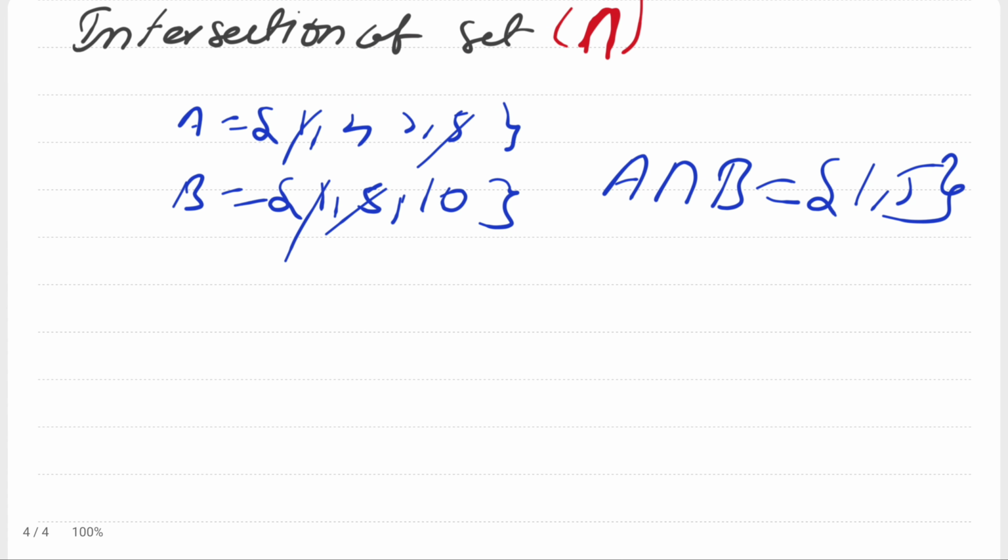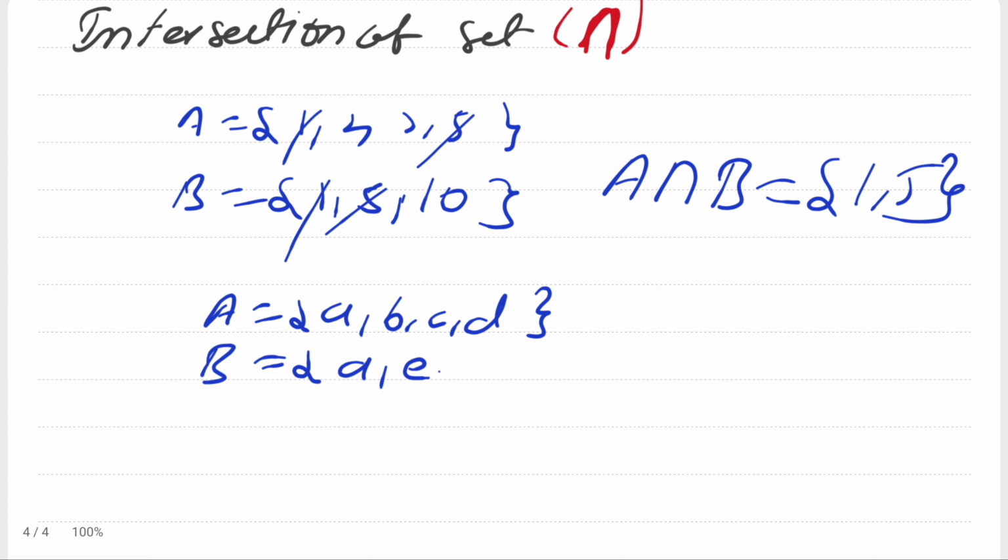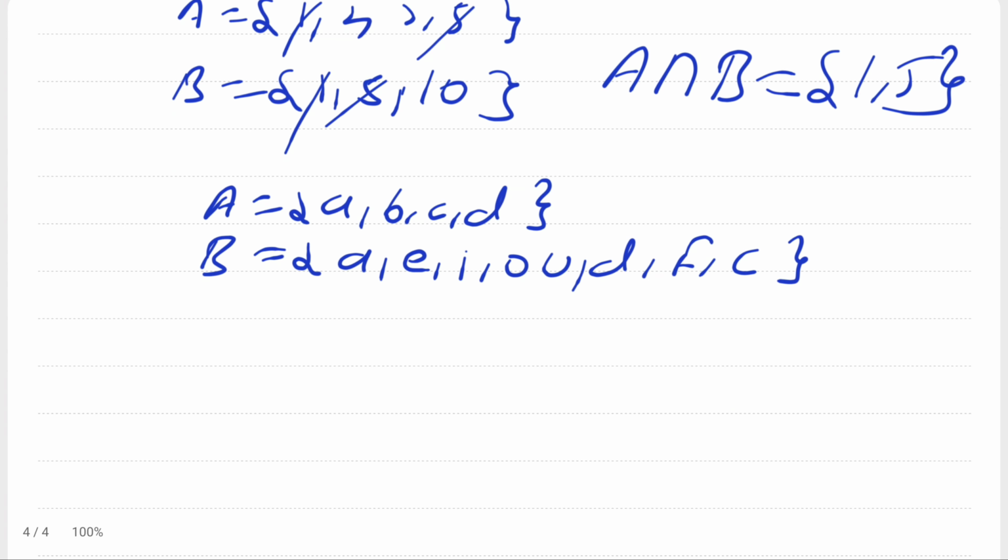Let's give another example. Let's take another example. This is A, in this A we have A, B, C, D. And B is given as A, E, I, O, U, D, F and C. In this one we have to write the intersection of sets, which elements are common.